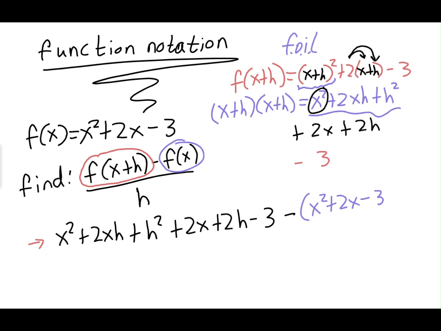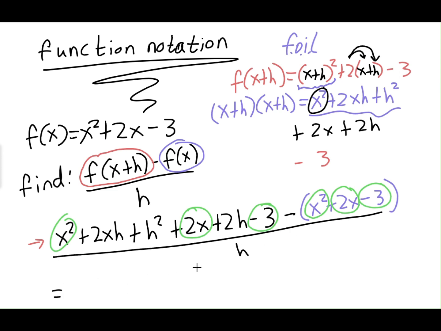But then what I'm going to do is notice that we have an x squared minus, let's do this in another color here, we have an x squared minus another x squared. We have a 2x minus a 2x, and we have a negative 3 minus a negative 3. So drop that parenthesis there. Those just cancel each other out. So if I divide this by h, all we have is, let's see, the 2xh plus h squared plus 2h over h. Everything else went away.